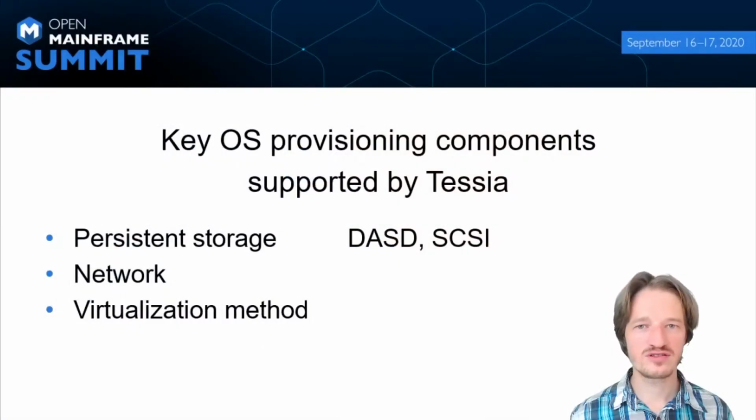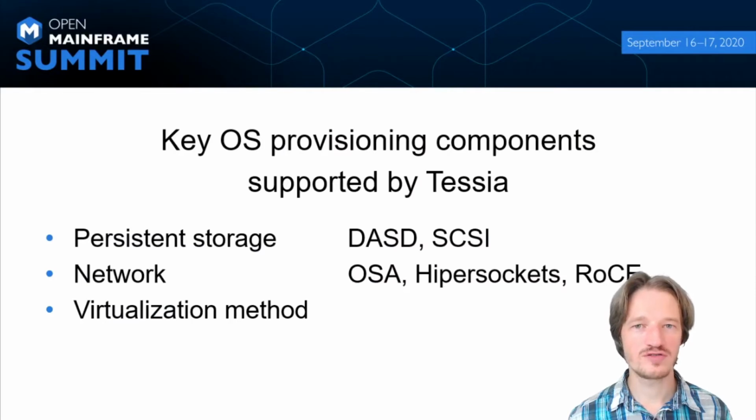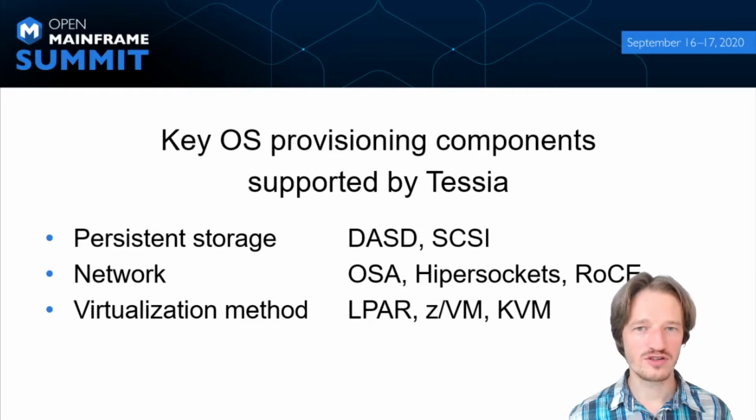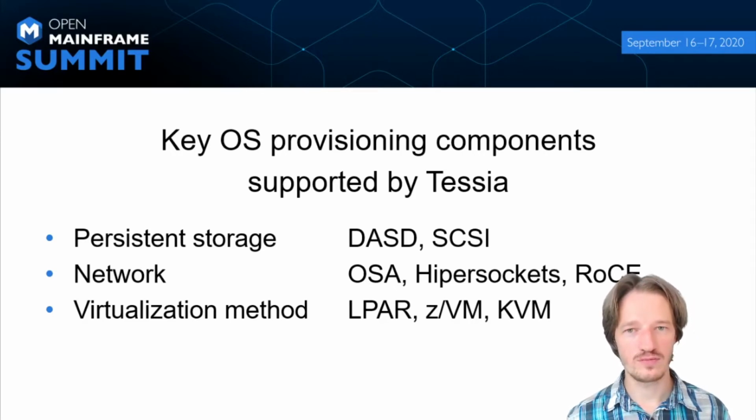Tessia supports installation on DASD and SCSI disks. Network is usually provided via OSA cards, but HiperSockets and other networking cards are also supported. There is also more than one virtualization method. A Linux on Z can be run on LPAR, which is as close to bare metal as it can get. It can be run in a z/VM guest, or it can be run in a KVM guest. Tessia supports all of these too.